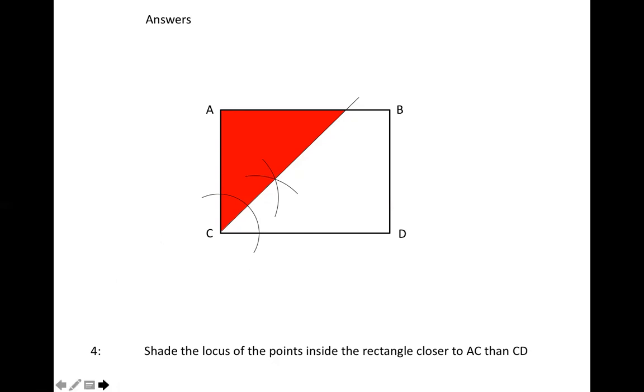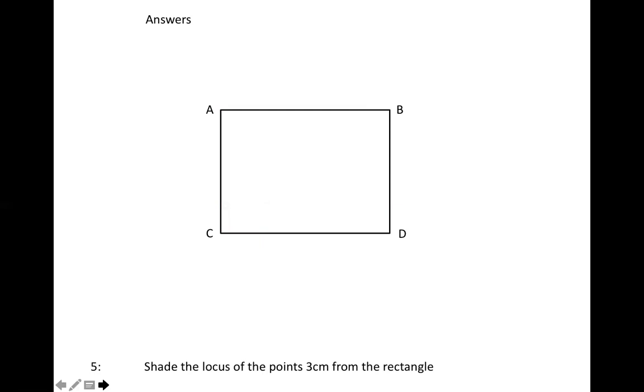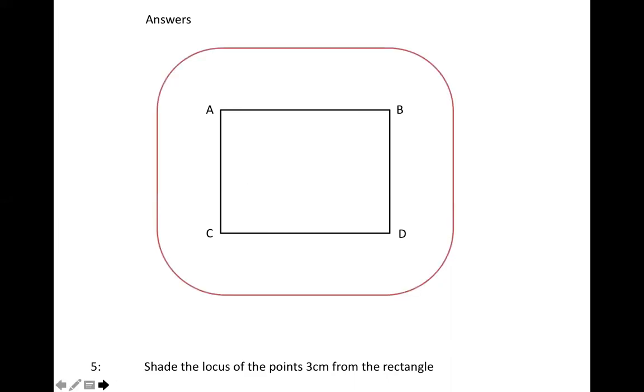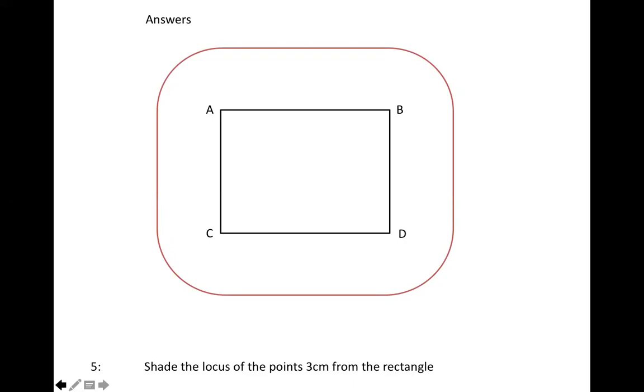Okay, let's move on to the next one. I think this is the last one, or the second last one. Oh, hang on. Okay, so shade the locus of points 3 cm from the rectangle. So I will have points that are 3 cm from the rectangle outside. So draw your rectangle, and then you take a ruler and measure 3 cm from maybe point C, point A, point B, point D, and then maybe from the middle here, and then you can draw a region like this.